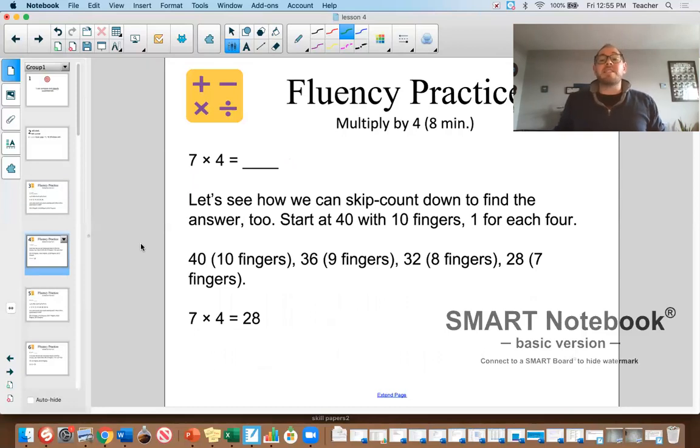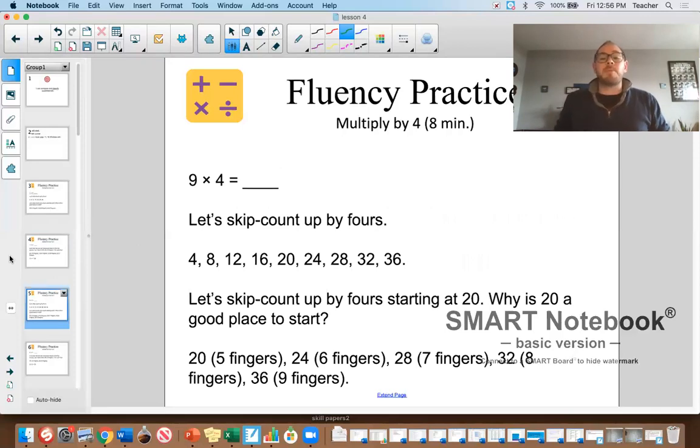Now we're going to see how we can skip count down to find the answer. So that means instead of starting at 20 and skip counting up, we're going to be starting at 40 and skip counting going down. So let's get ready. We're starting at 40 and we're going to go down. What number are we going to stop at? Say it again with me. 28. Well done. So 40, 36, 32, 28. And I still have 1, 2, 3, 4, 5, 6, 7 fingers left. So 7 times 4 is 28.